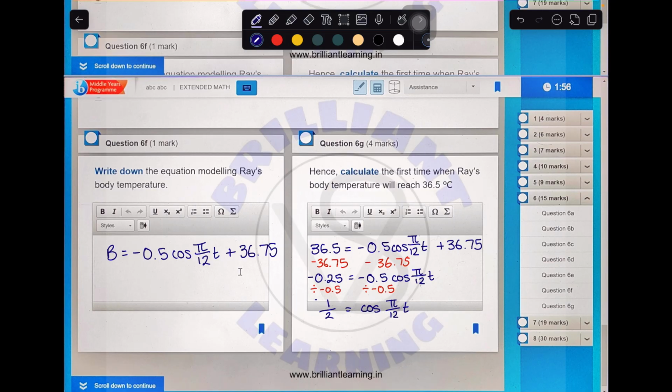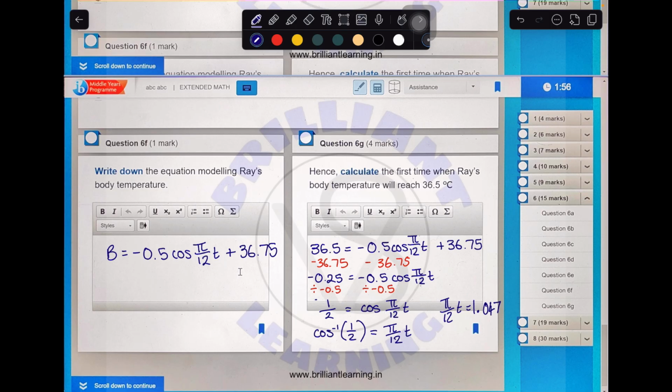Okay, so we're going to do inverse cosine to find what effectively the angle is. Now you must remember here that this is in radians, so you need to just make sure your calculator is set to radians. So inverse cos of a half is going to equal pi over 12t. So we should be getting pi over 12t is equal to 1.047 and so on.